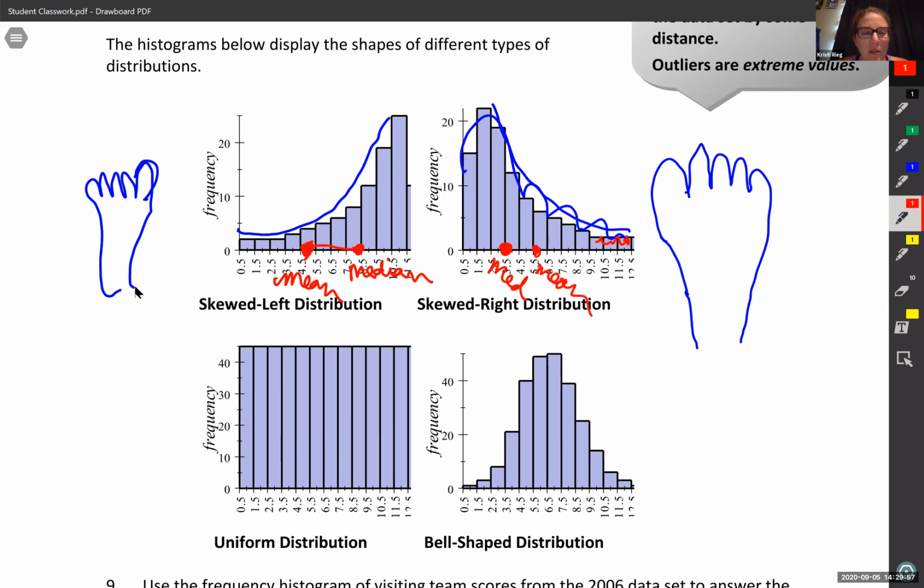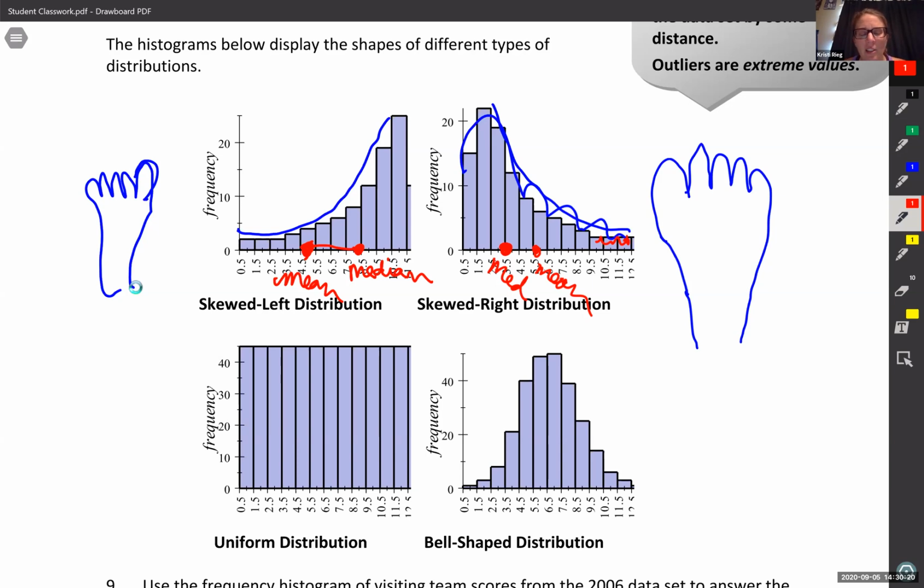So skew left, I don't know why I'm yelling. Skew left means the mean is on the left. Skew right means the mean is on the right. Skew left looks like your left foot. Skew right looks like your right foot. I like it when I can use the same word to describe everything. So skew right looks like my right foot. It means the mean's on the right.